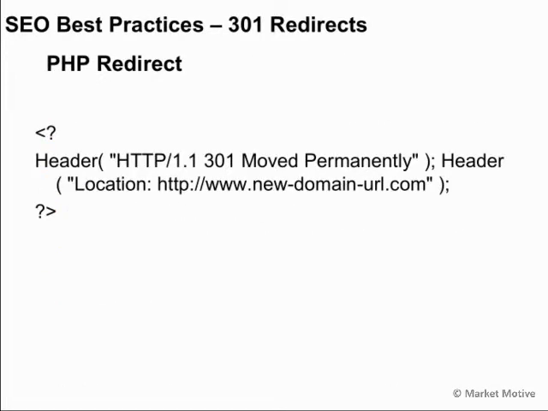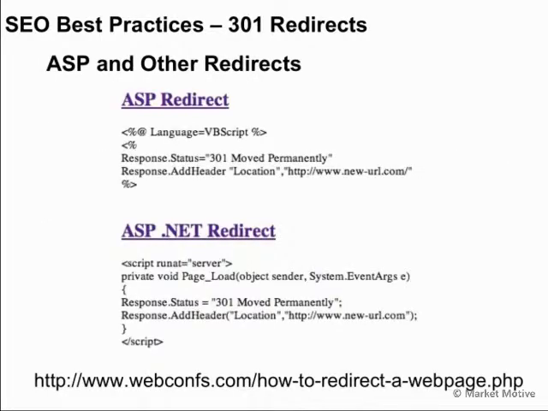A PHP example, this would be a header level example of a 301 redirect, would look a little bit something like this. This would go in your PHP code rather than on the web server. It's on the individual file at the file level or the page level rather than at the domain or server level. An example of some ASP and other redirects are available here. You can see it's a little bit nuanced and different based on the platform that you are on. There's examples for many different platforms on the webcoms URL listed below.